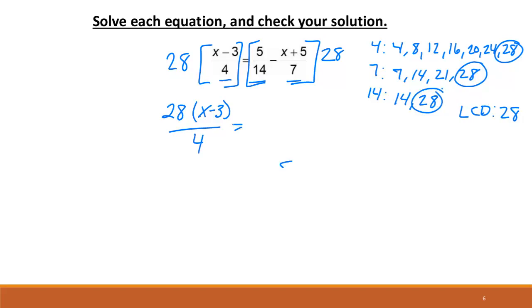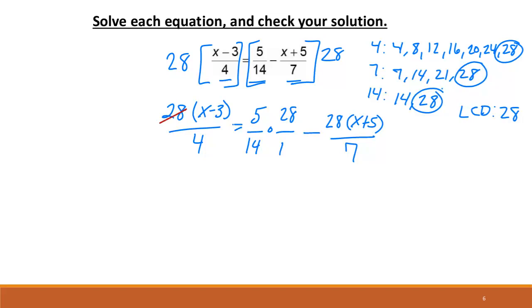And here I'm getting 5 over 14 times 28 over 1 minus 28 times x plus 5 over 7. I usually skip this step when I'm doing it and just go ahead and reduce, but I wanted to show you how to reduce here.